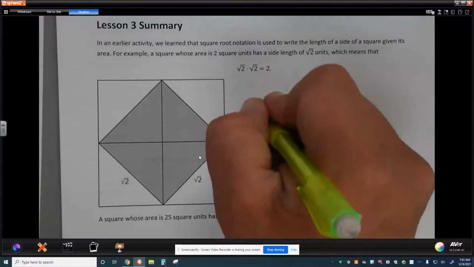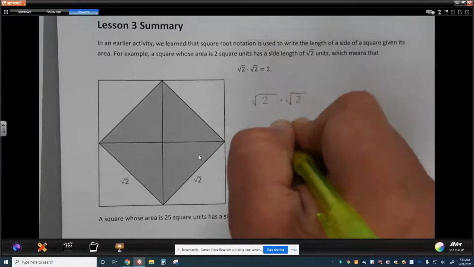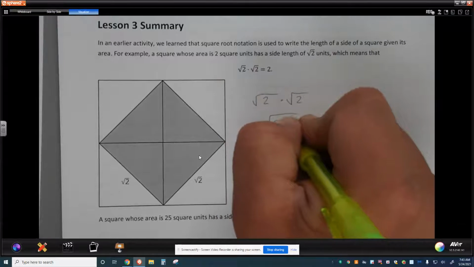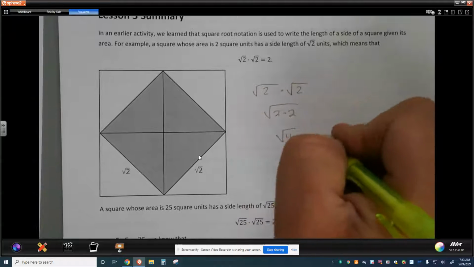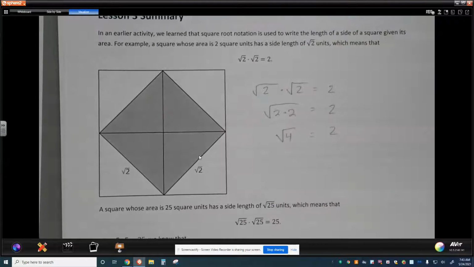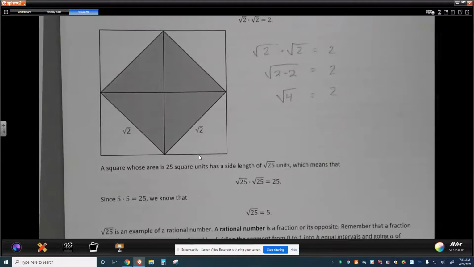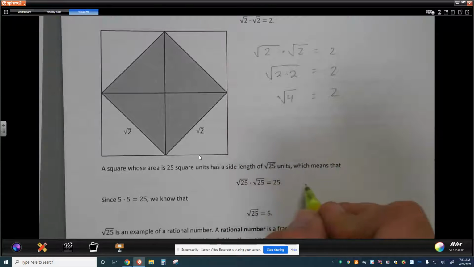The reason for that is because square root 2 times square root 2 can be thought of as the square root of 2 times 2, which is the same thing as the square root of 4. And so we can understand that all of these would be equal to 2. A square whose area is 25 square units has a side length of the square root of 25 units, which means square root 25 times square root 25 equals 25.